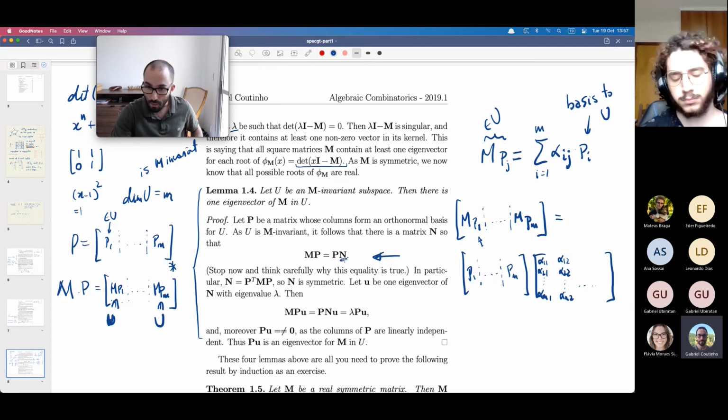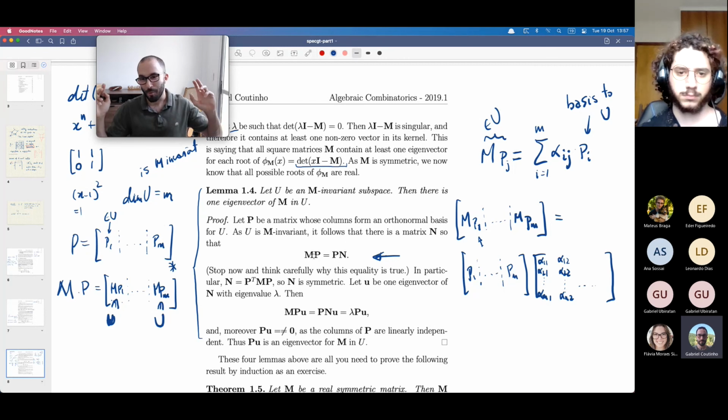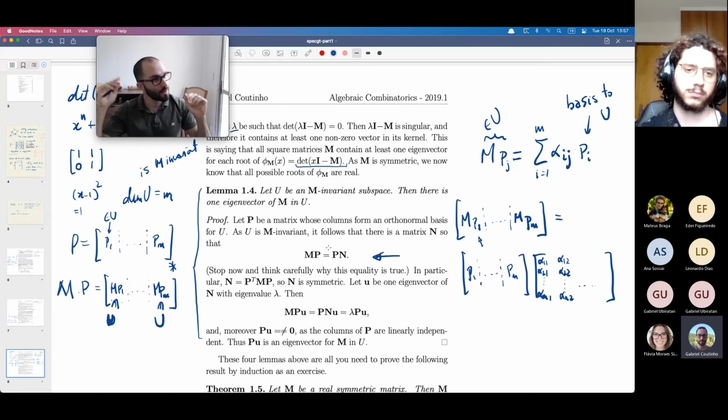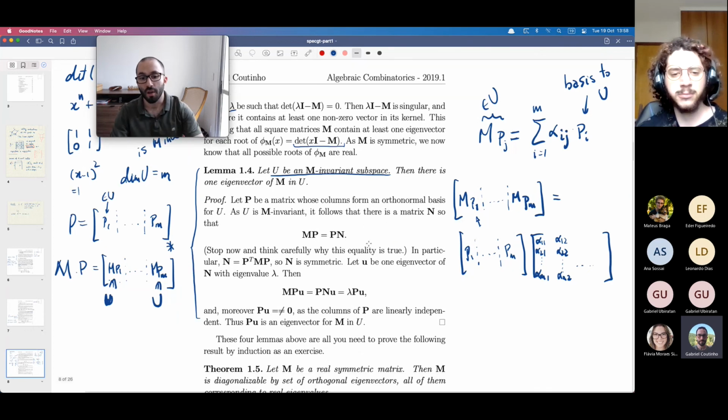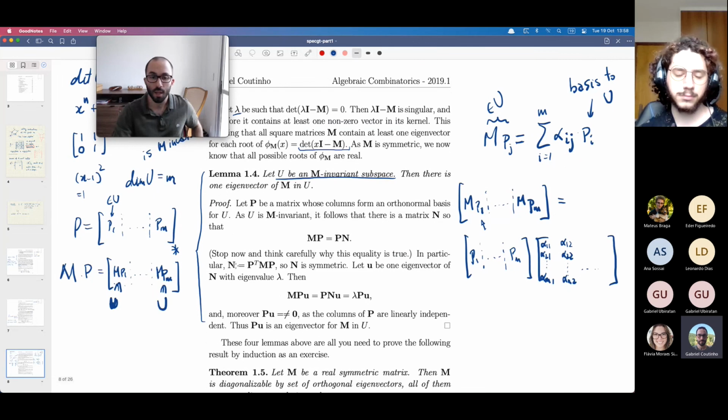So there is a matrix N that I can post-multiply P by and get the same thing as N times P. This is very important. This is saying that, well, matrices typically do not commute, but if I multiply N by P, there is a matrix that works as a commuting thing from the right. And this is only true because U is an invariant subspace, so very special. Very special. Okay. Now, in particular, N is equal.